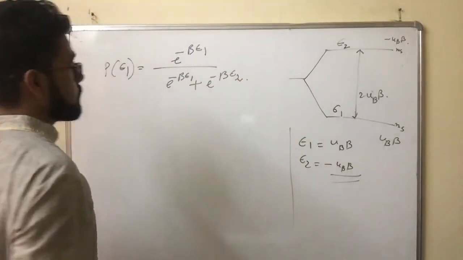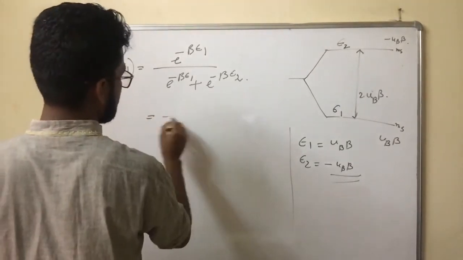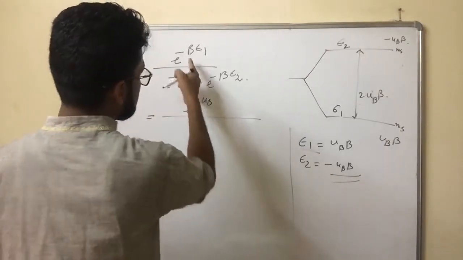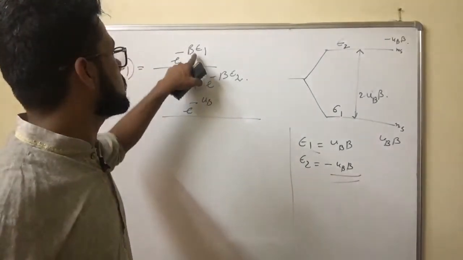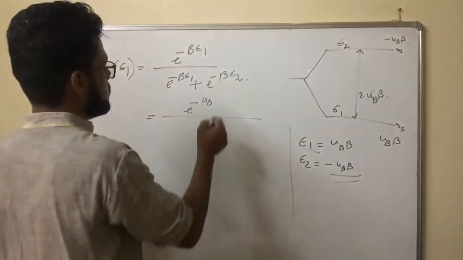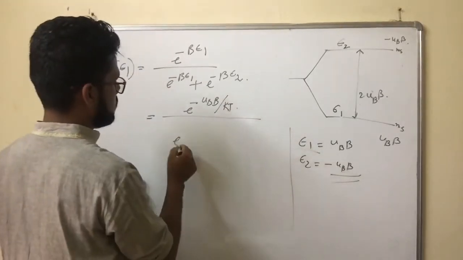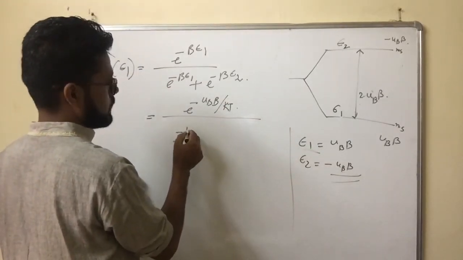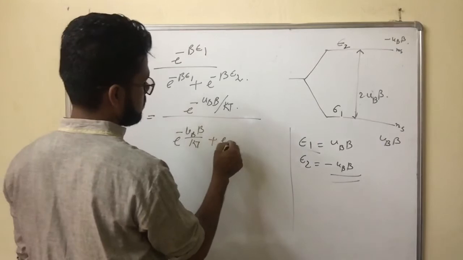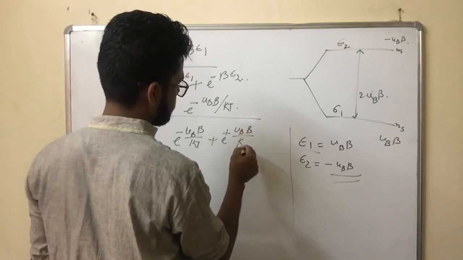Now what happened? You have to put this value in. E1 means this one, minus mu B, because B is a suffix. Do not confuse it with beta. This is beta, and beta means 1 by kT. So in order to avoid confusion, I will write kT. Now e to the power minus mu B by kT, plus e to the power plus mu B by kT.